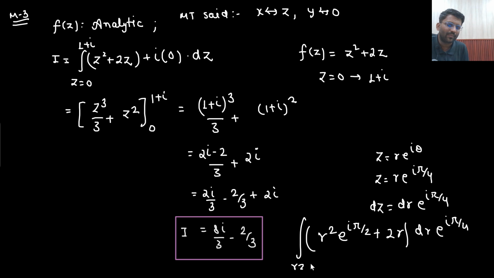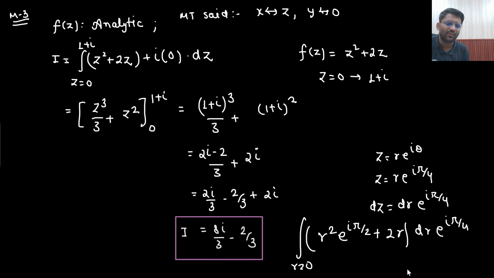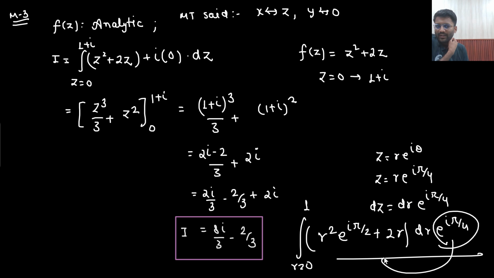Value of r is going from, what is the magnitude? Here you can see the value of r is going from 0 to 1. So you can put the limits of r from 0 to 1. This is something that you are supposed to solve. This is a constant value, it can come outside. Here also this will be constant, and this 2 is also constant. In that manner you can solve.